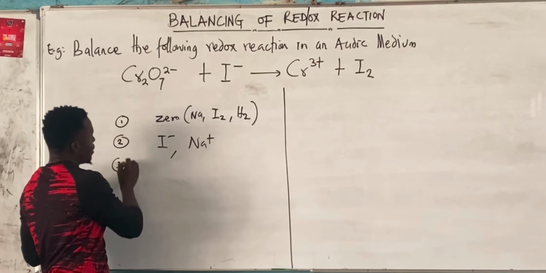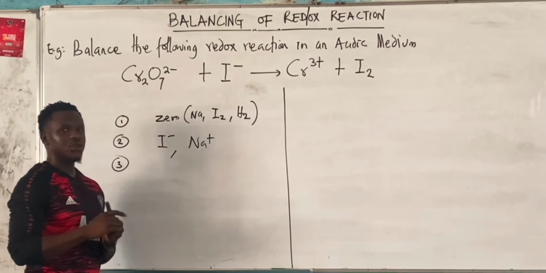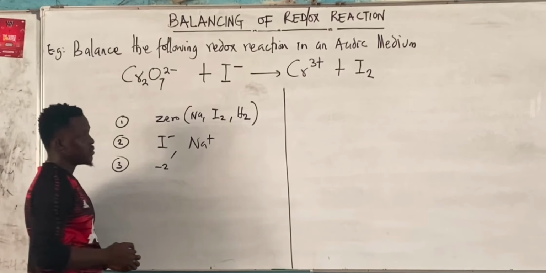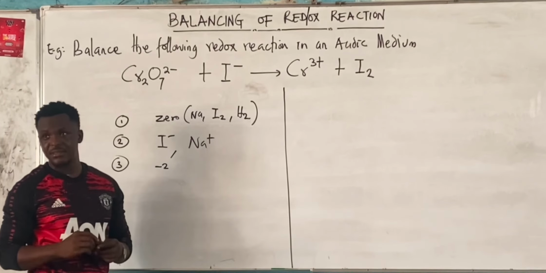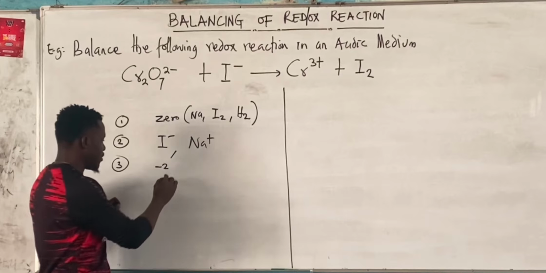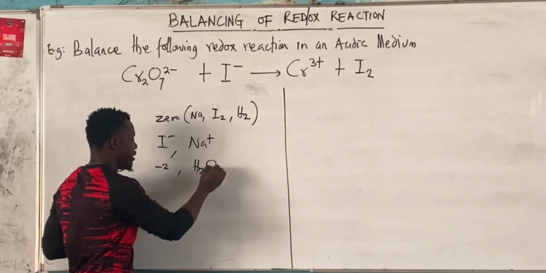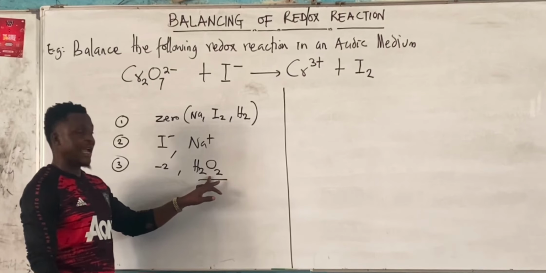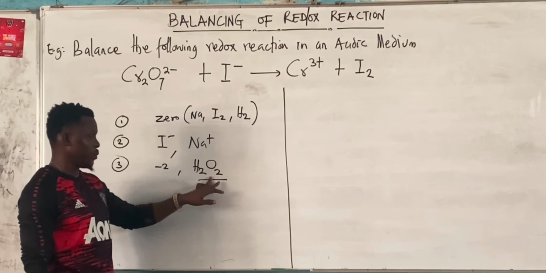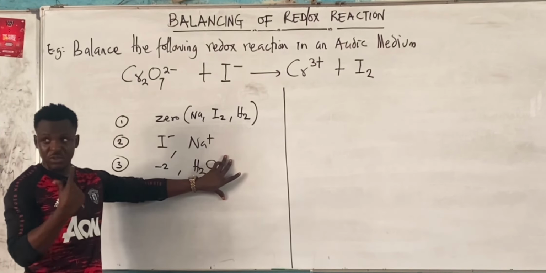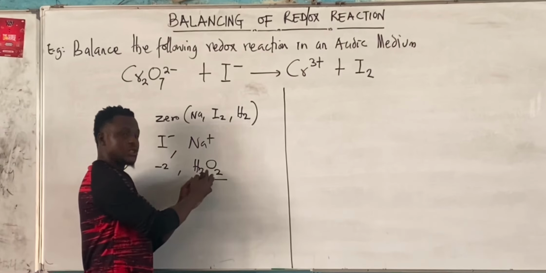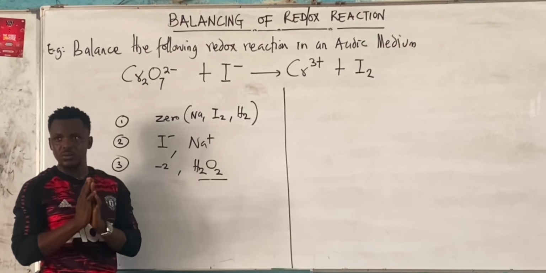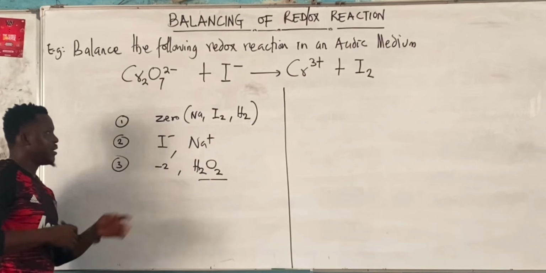Now the next rule is that the oxidation number of oxygen is always -2, except in peroxides. Peroxides, of course, I'm referring to the most common example, hydrogen peroxide or peroxide compounds, where oxygen is going to have a -1 oxidation state. Apart from these compounds, the oxidation state of oxygen is always -2. Okay, so these are the three.